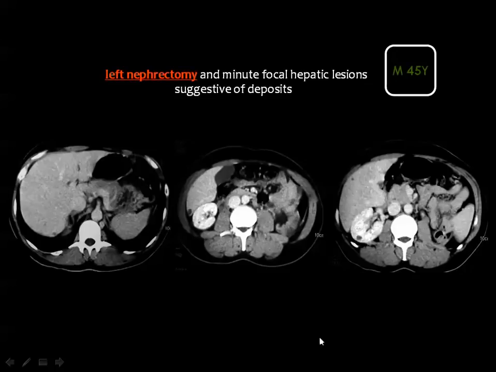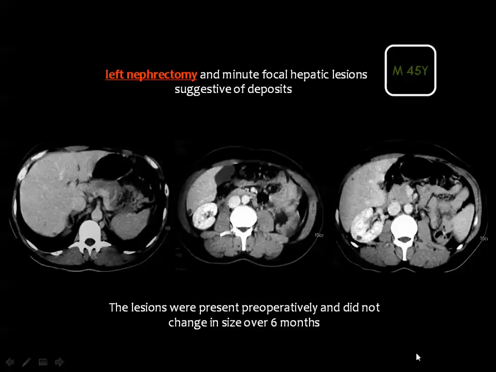Then this is an example of a male patient, 45 years old, and he has a known history of nephrectomy for a malignant lesion. Then he is presenting for follow-up, and he has multiple small focal hepatic lesions. Can you consider these as metastasis or just simple cysts? Then this is the value of the previous studies: these lesions were present preoperatively and did not change in size over 6 months.